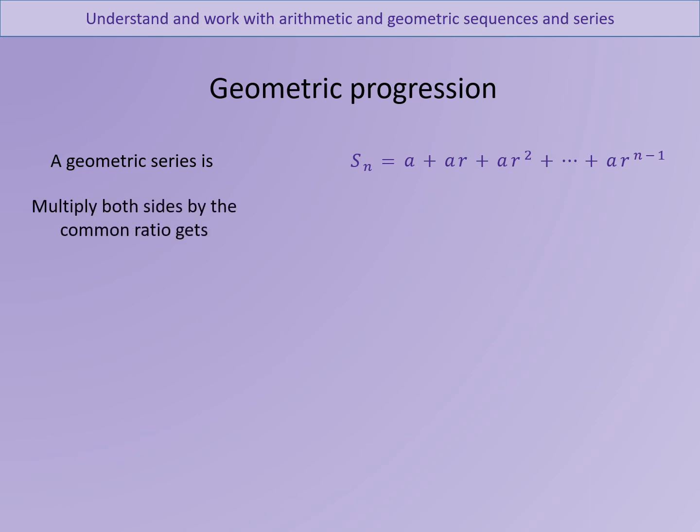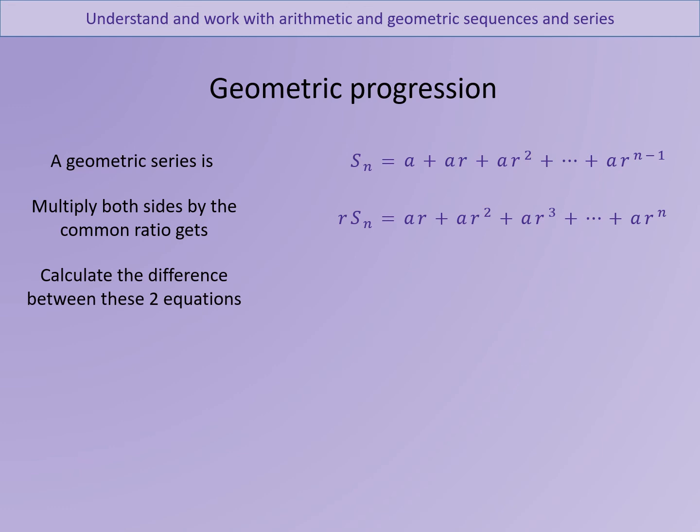We're going to try to simplify this into a formula that we can use. So we're going to start by multiplying both sides of this by R. The reason we have done this is so that we can subtract one from the other. If we take the first line and subtract the second line, the left-hand side becomes Sn minus R times Sn.